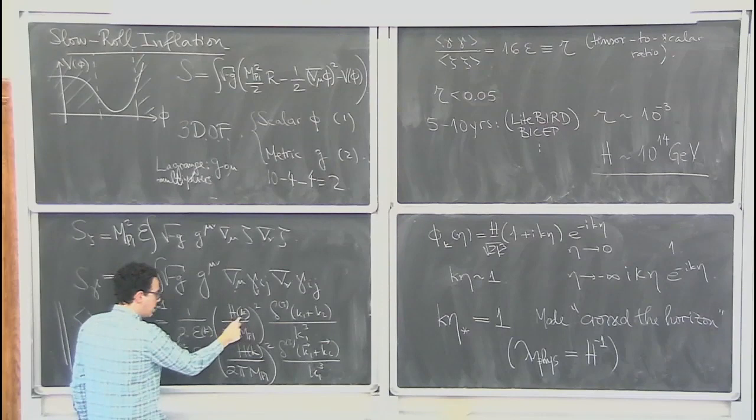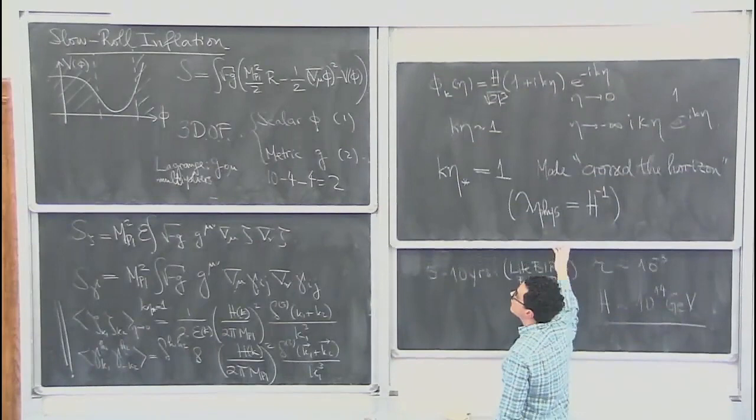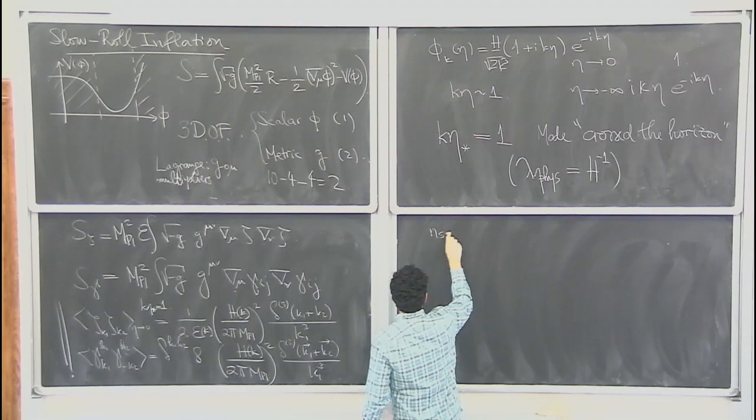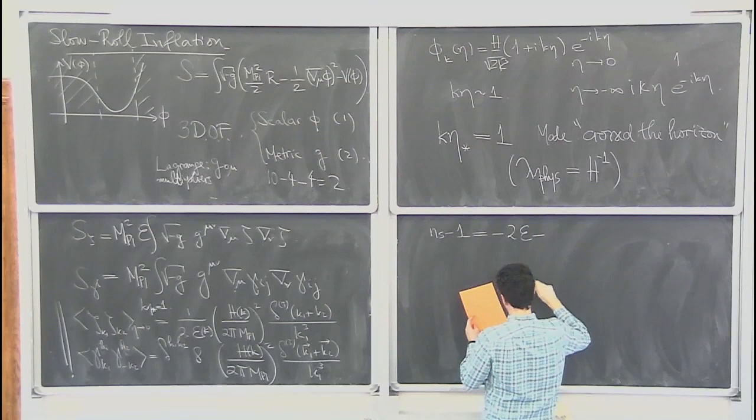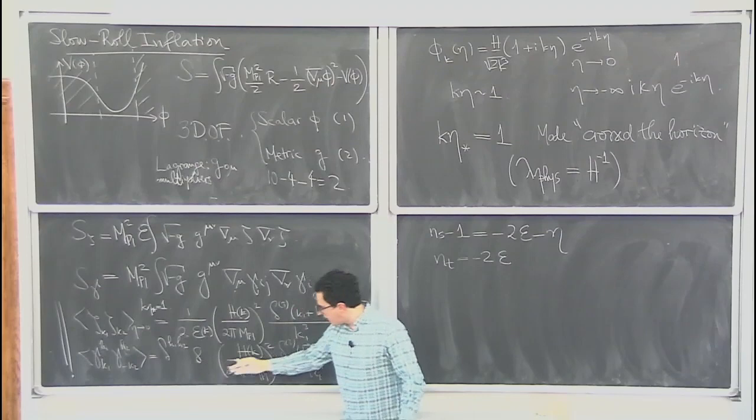Okay? If you actually do the computation, you get the following. n_s minus 1 is given by minus 2 epsilon minus eta. And n_t, well, this is a dream, right? If we can measure the power of gravity waves, the tilt is given by minus 2 epsilon.